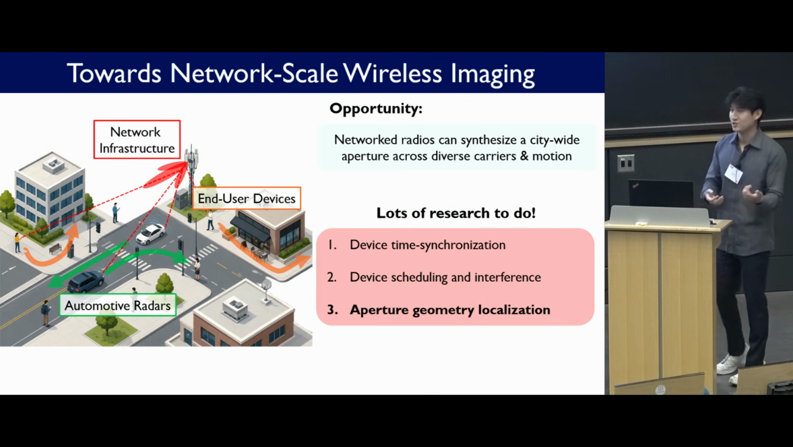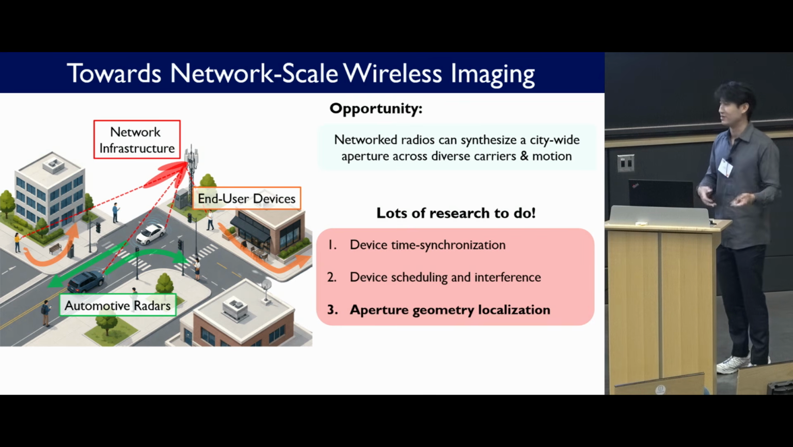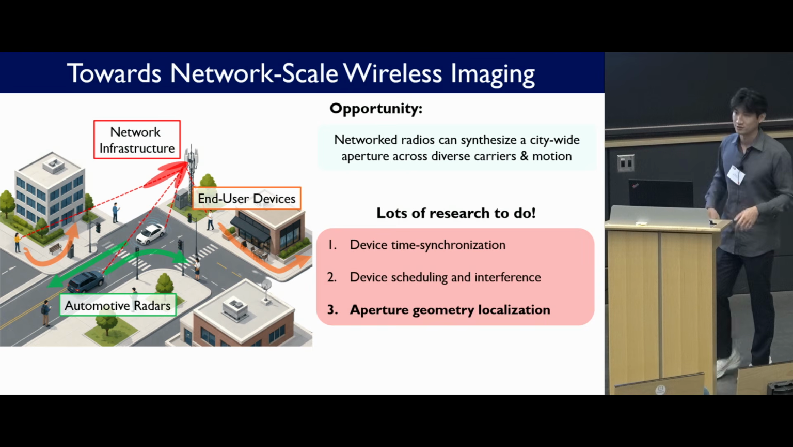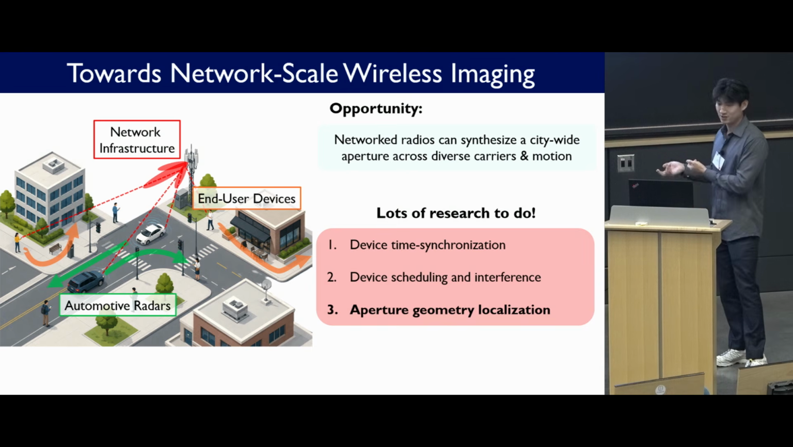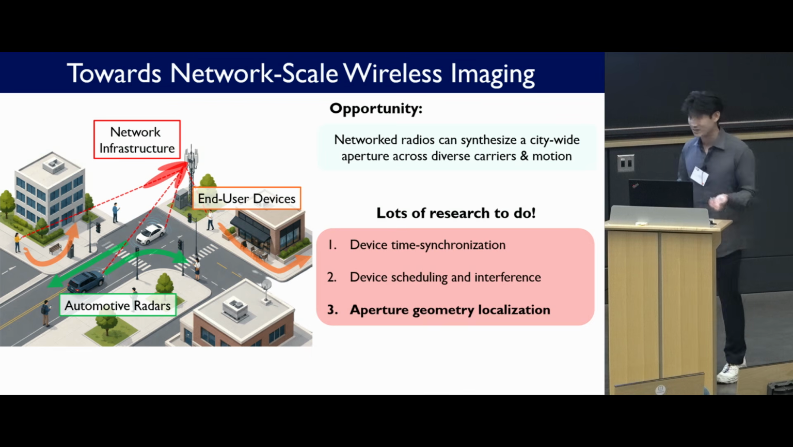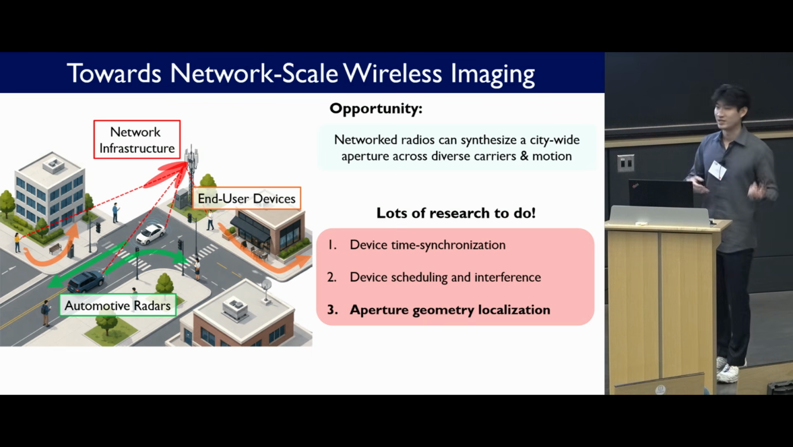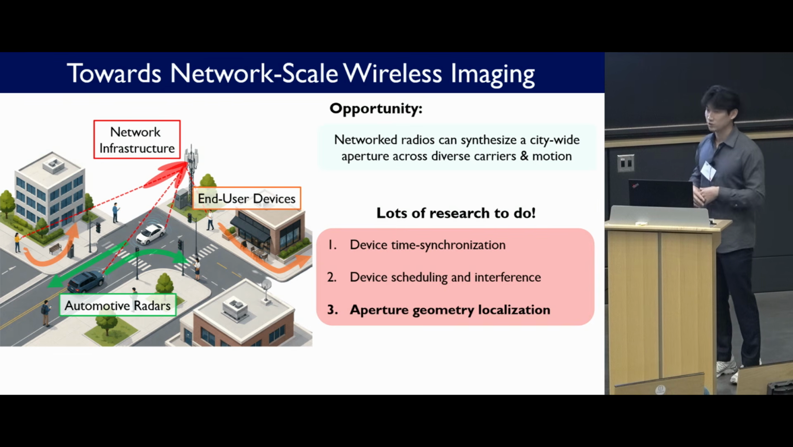One thing is, how do you actually synchronize all of these devices to transmit and receive simultaneously while not interfering with each other? So a lot of scheduling problems here. And what my research studies is that we don't have fixed apertures anymore, right? We have dynamic apertures from people moving, people being introduced to the aperture, people exiting the aperture. And so if we want to do imaging with these new dynamic apertures, we actually have to localize every single one of these devices before we form any image.